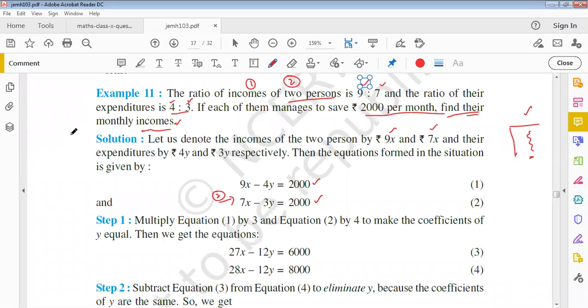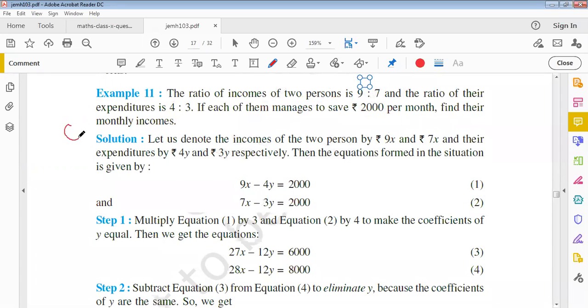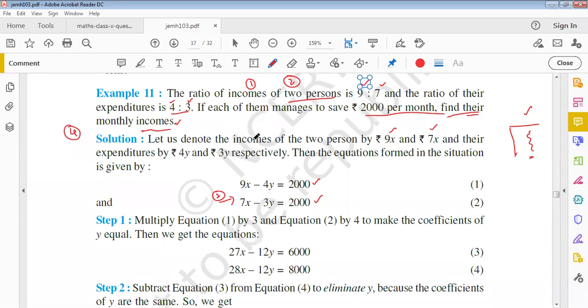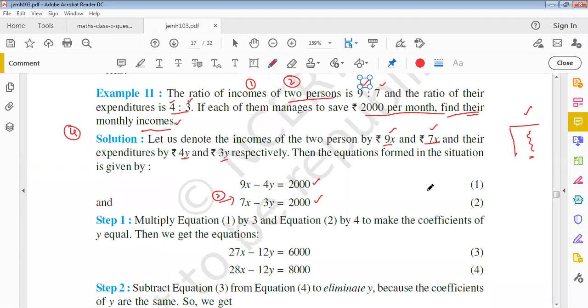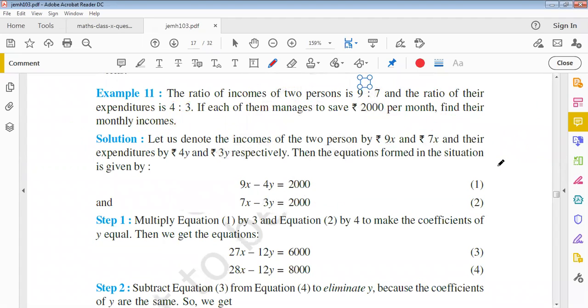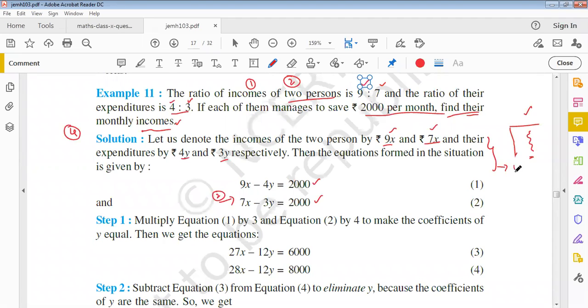Next to number four, what is that? If it is a 4 mark question, please write a 4 mark worth answer. See this, 9x, 7x, 4y, 3y, everything should be defined. Once you define it, whoever is doing the correction will be impressed. He will give half to 1 mark. And definitely for framing this equation, they will give half to 1 mark.